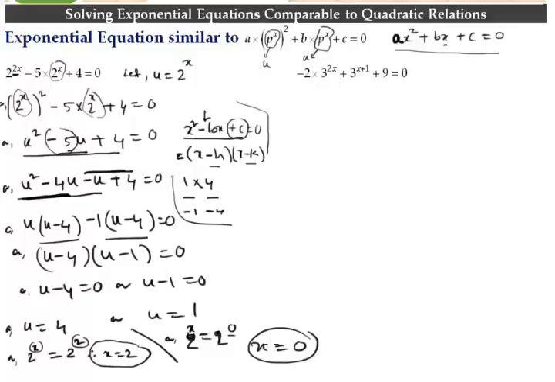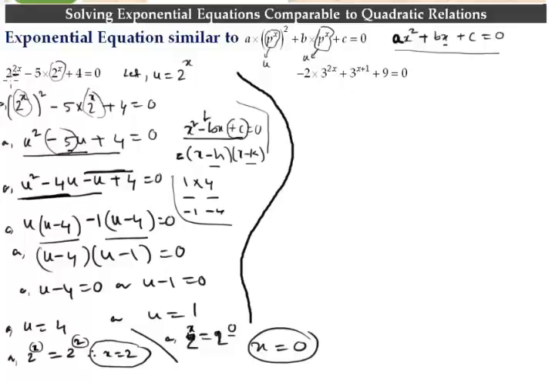Therefore, solving these kinds of exponential equations, which are similar to the quadratic trinomial, we will get two solutions for x. For example, here for this equation we got x equals 2 or x equals 0. Now let us solve the second equation. Here the equation is given: minus 2 times 3 to the power twice x plus 3 to the power x plus 1 plus 9 equals 0. So now here we have 3 to the power x plus 1 and 3 to the power twice x.